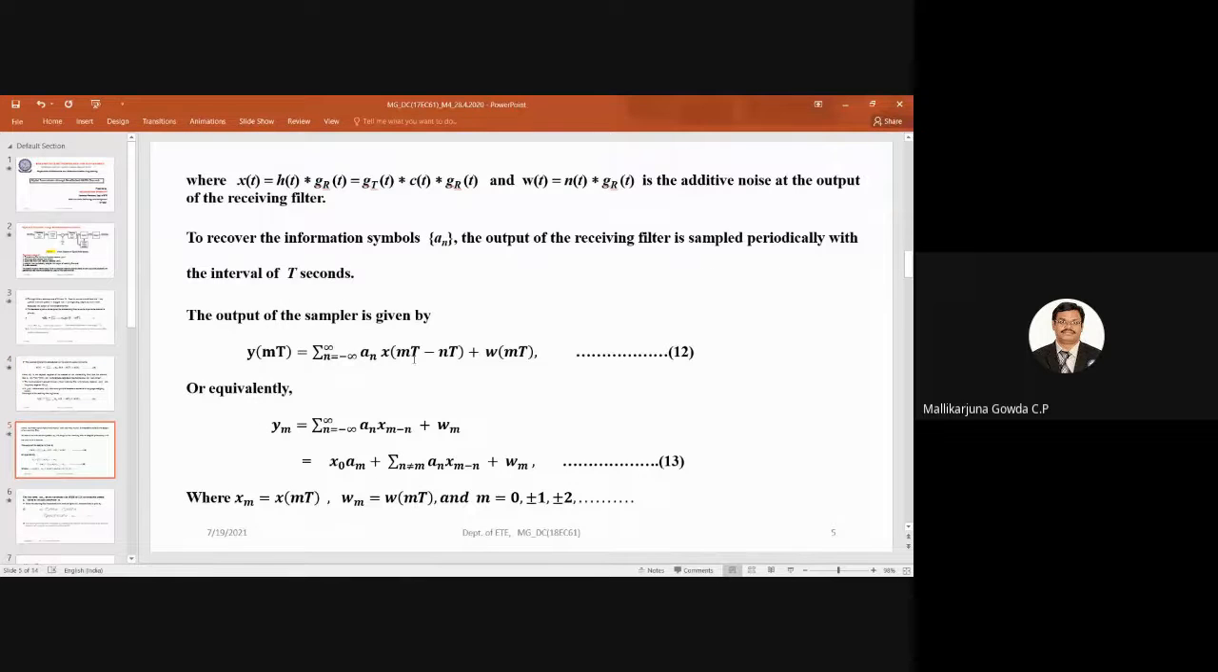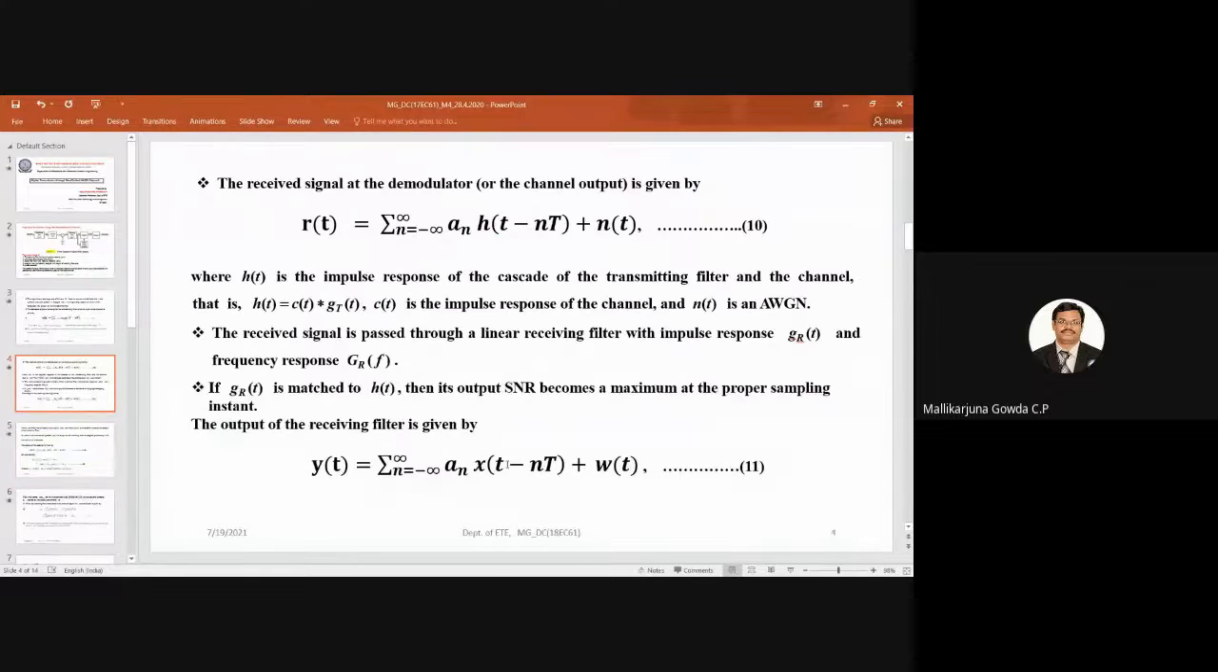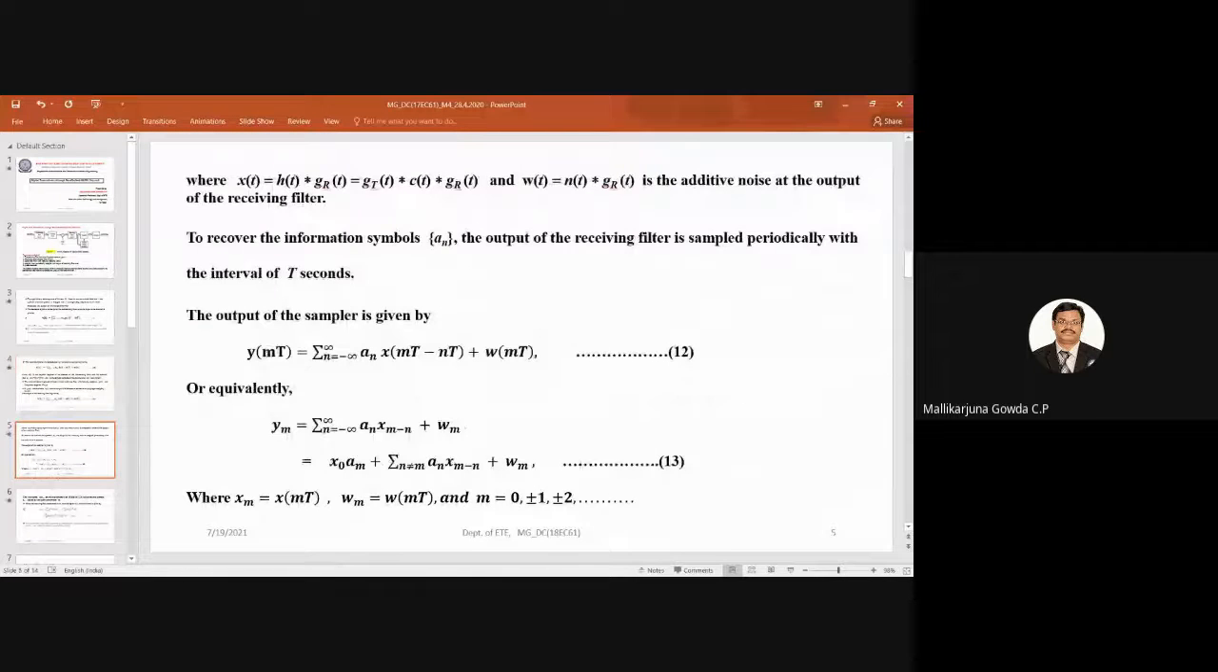So here that small t is nothing but mT, right? So that is why it is written y of mT. Wherever small t is there, replace that small t by m into capital T. So that is what is done here, in x of mT minus nT plus w of mT, right? So I can write this in a simplified way, just denoting with a suffix, y suffix m, meaning the m-th symbol, will be equal to the summation of an into x suffix m minus n, plus w suffix m.